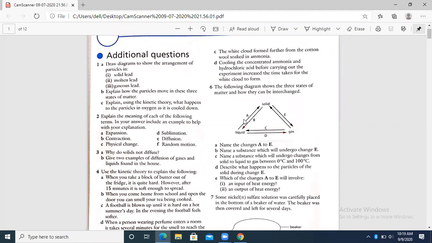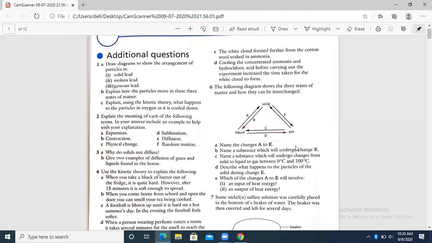Arrow A means from liquid to solid. Arrow B, solid to liquid. Arrow C, gas to liquid. Arrow D, liquid to gas. And arrow E, solid to gas. Gas to solid also has an arrow, but they didn't give any letter. The following diagram shows the three states of matter and how they can be interchanged. So this is the condition. First question, Abdurrahman, you name the changes A to E.